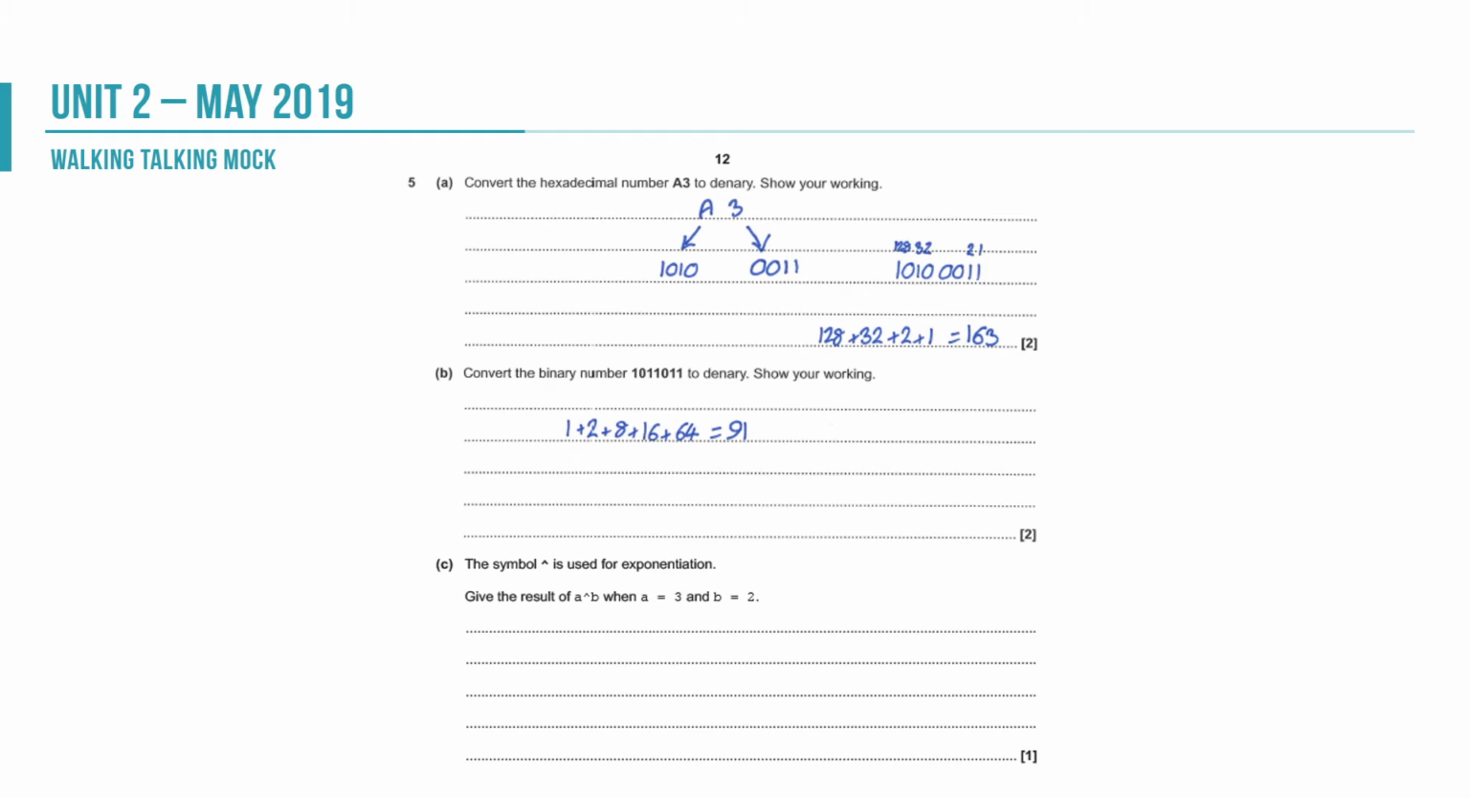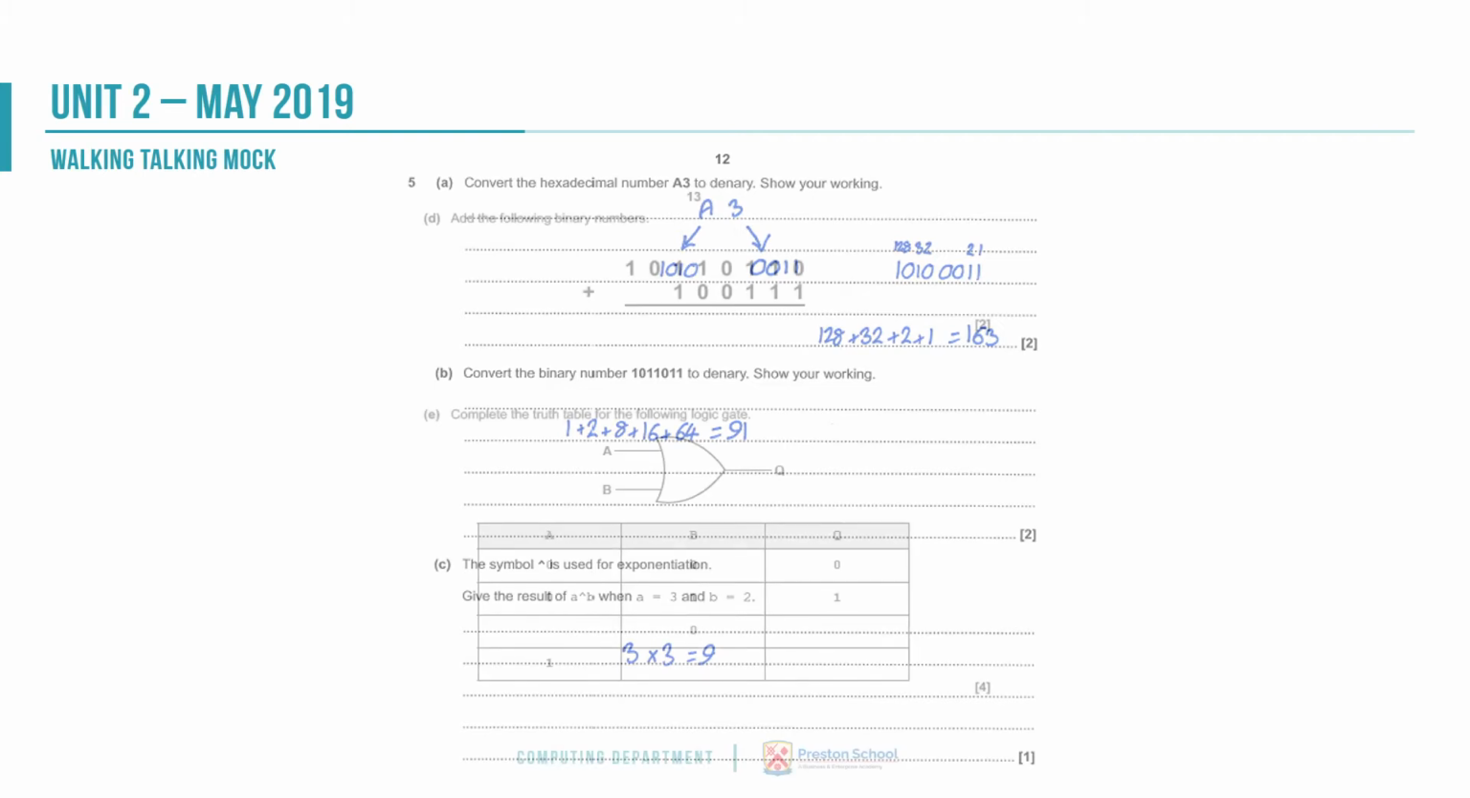The wizard's hat symbol is then used to mean to the power of. So give the result of a to the power of b when a equals 3 and b equals 2. Well, that means 3 times 3, because 3 to the power of 2 means 3 times 3, and that equals 9. 9 is the answer. You don't need to show any working there. The only way you're going to get the mark is if you've written the number 9 as your answer.